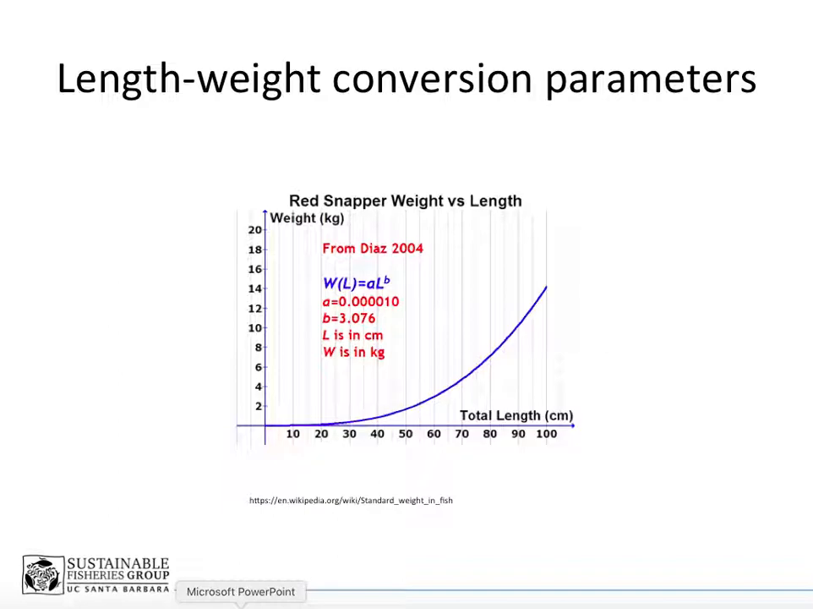There's also length to weight conversion parameters. On this figure, on the x-axis we have length, and on the y-axis we have weight. So the length to weight conversion parameters help us convert between a length measurement and a weight measurement. They use this equation where weight is a function of length in terms of these 2 parameters, a and b.